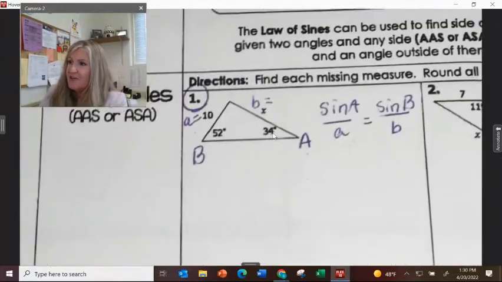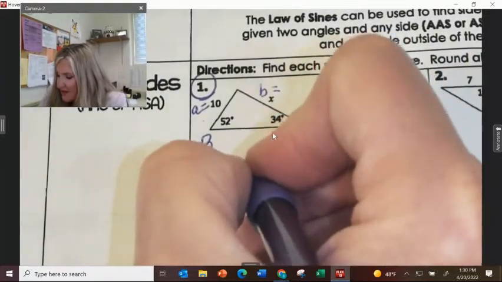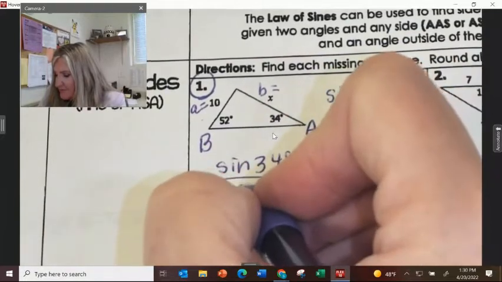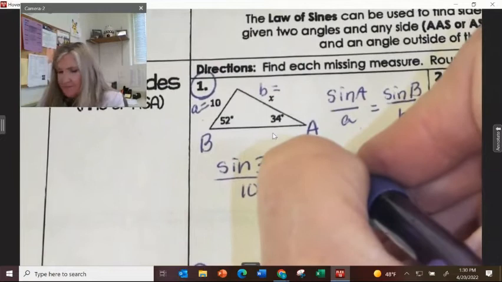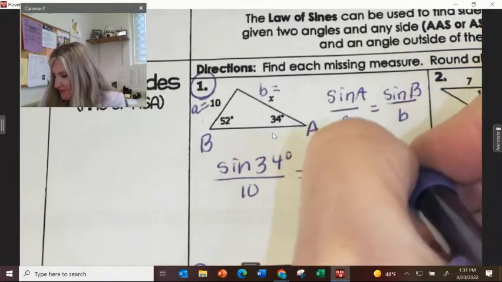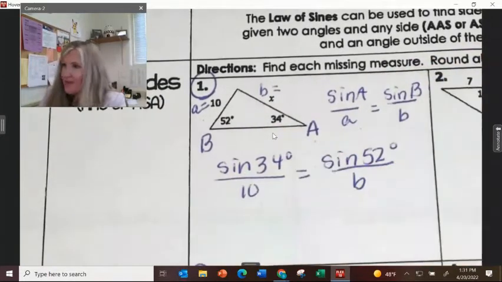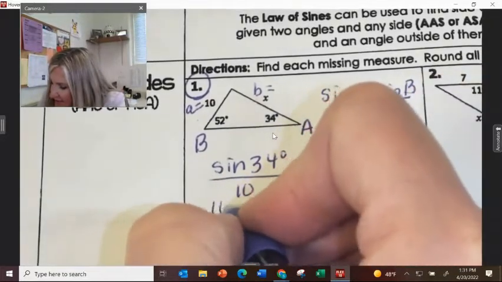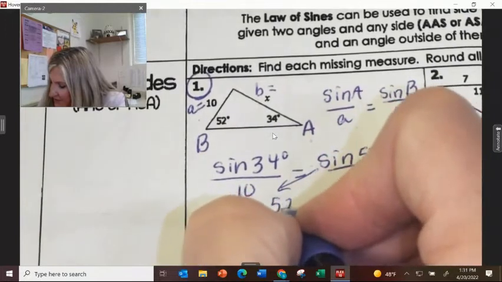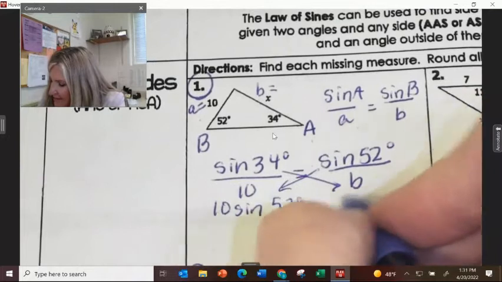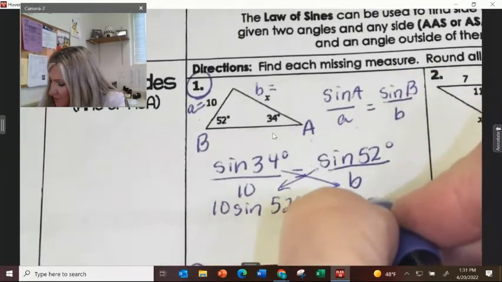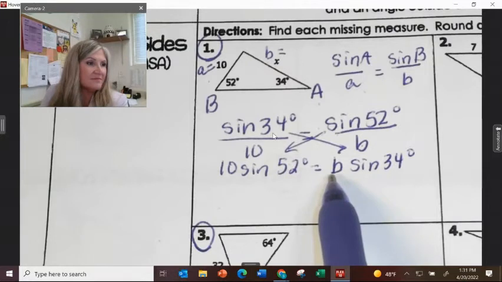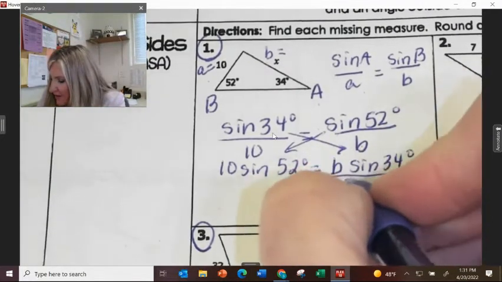And now we're just going to fill in the values. So we've got the sine of what's angle A? 34 degrees. What's side A? Equals, and how's the next part go? The sine of 52 degrees over side B. To solve this, I now have to cross multiply. So when I cross multiply this way, I get 10 times the sine of 52 degrees. When I multiply this way, I get B times the sine of 34 degrees. How would I now get B by itself? Divide by the sine of 34, right?